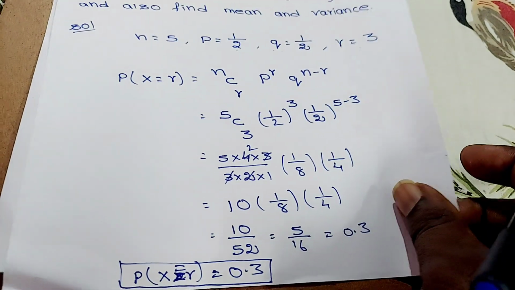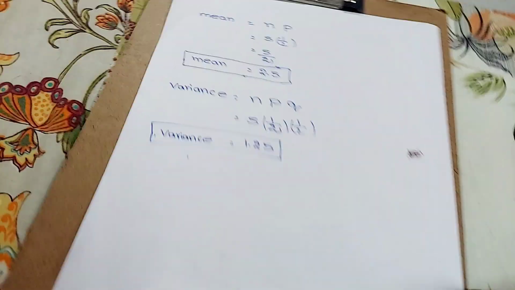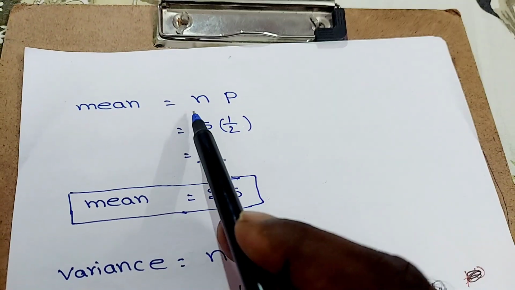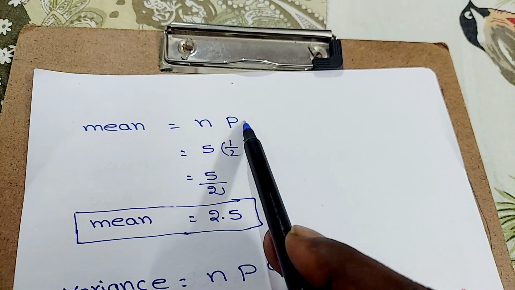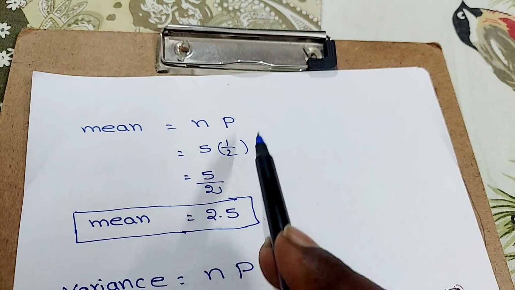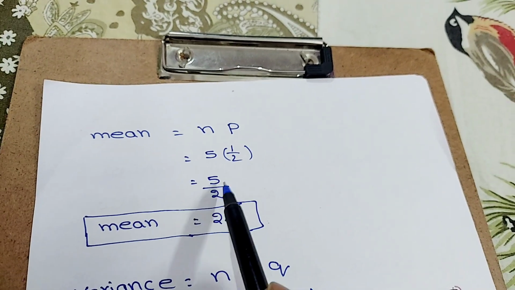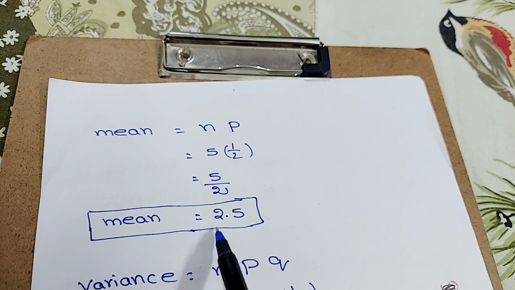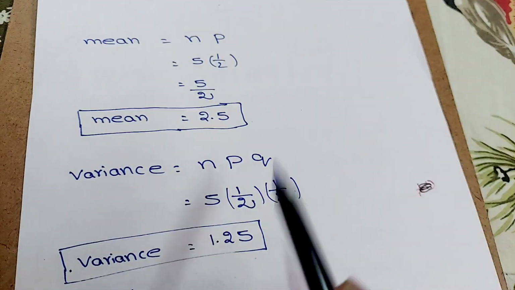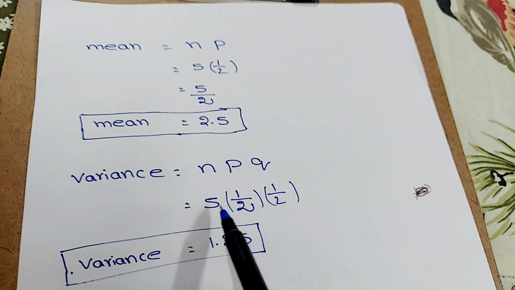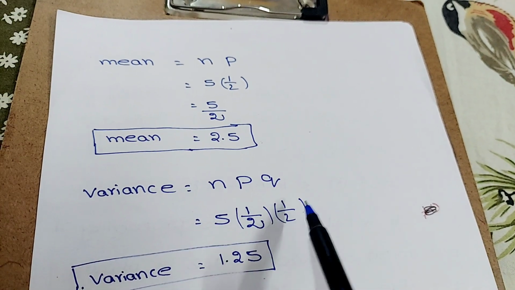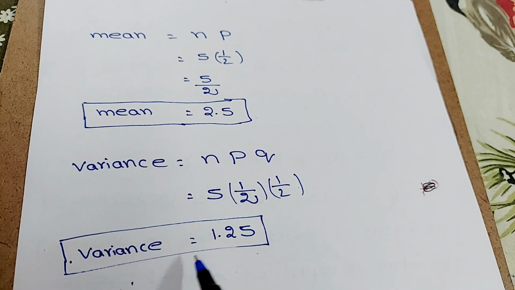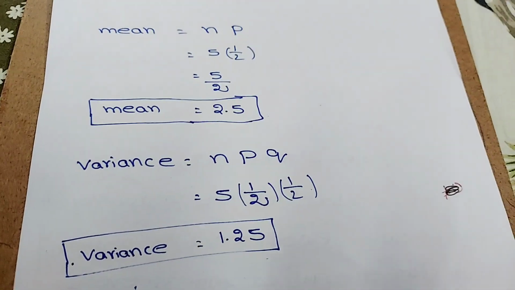Okay, P of X equal to R equals 0.3. Next, mean. What is the formula for mean? Mean equals n into P. Here n is 5, P value is 1 by 2, that equals 5 by 2. Finally, mean value equals 2.5. Variance equals nPQ, that equals 5 into the probability of success 1 by 2, failure 1 by 2. So finally, variance equals 1.25.